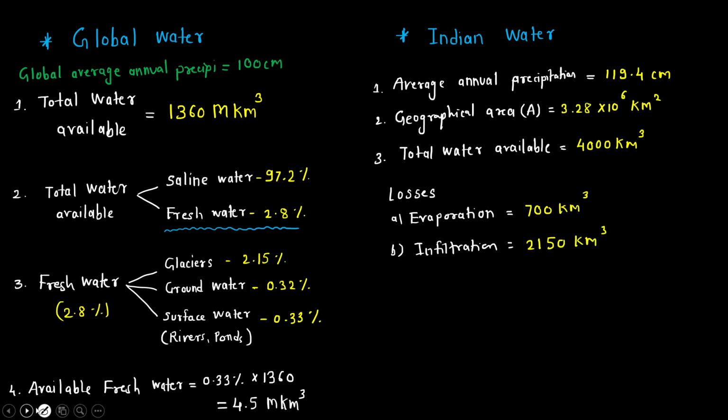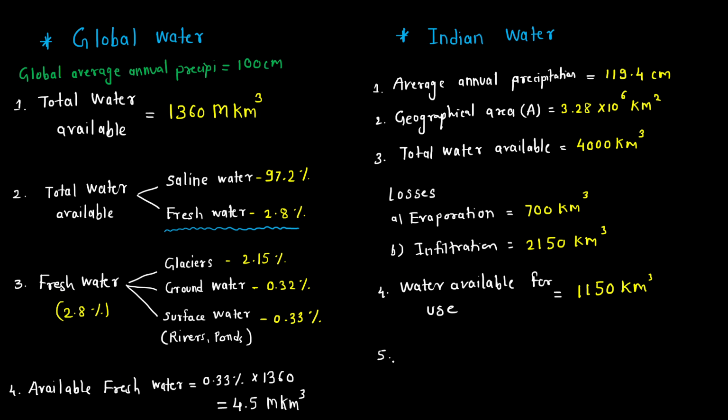Okay. So how much water is available for use after this? So the water available for use will be the total water available, that is 4000 minus 700 minus 2150. If you do the subtraction, this value will come as 1150 kilometer cube. See, these two are the losses, so you have to subtract them from the total water available, because this much water is lost.